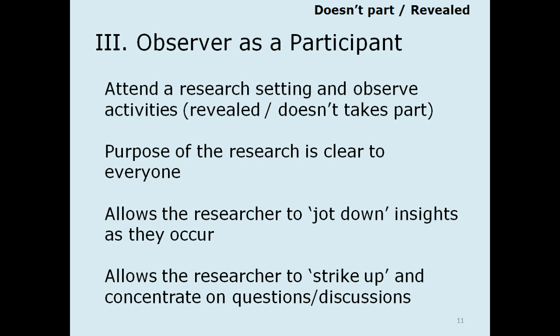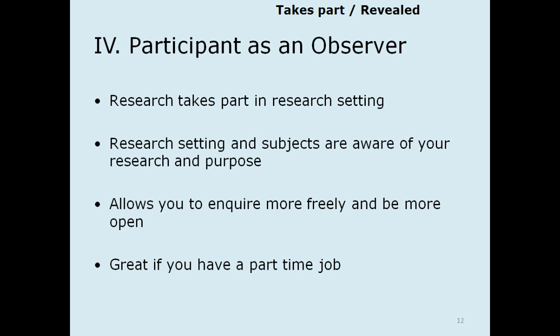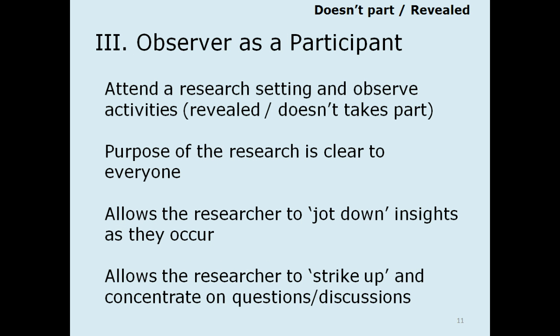So my best advice is to stick to these two here: observer as a participant and participant as an observer. In the first one, the observer as a participant, the researcher doesn't take part, so they're stood on the sidelines and they're observing. But the identity of the research and the reasons for the research is actually revealed. So this tends to be used when they're looking at consumers. So you're watching consumers, you're seeing what they're doing, how they're behaving within a store, stuff like that.